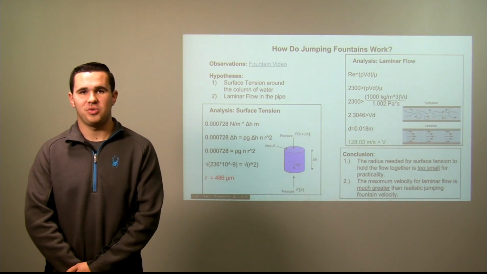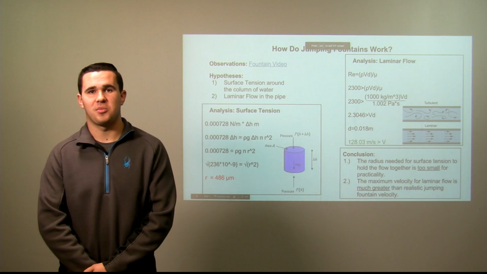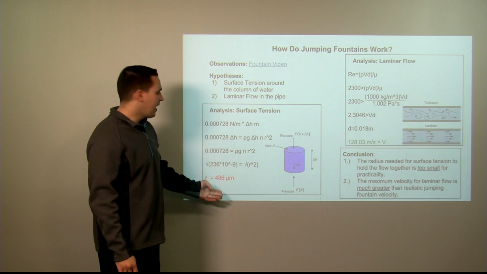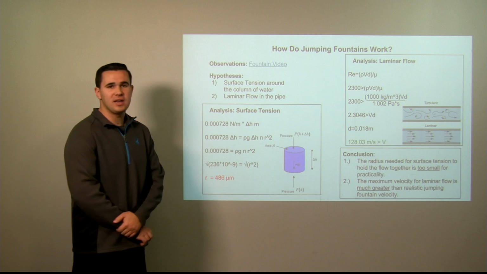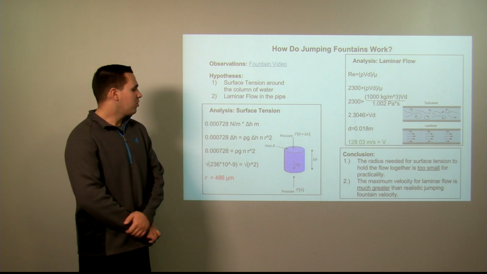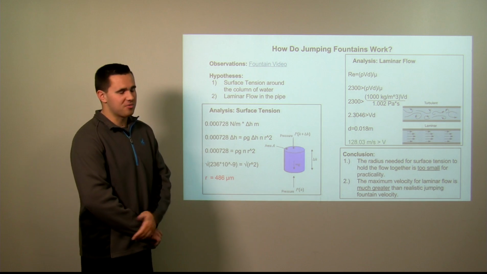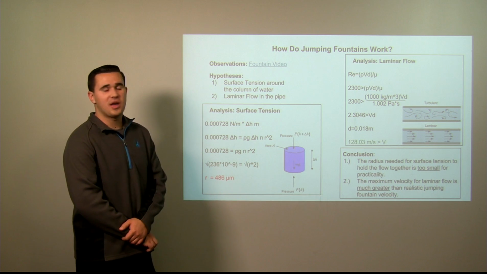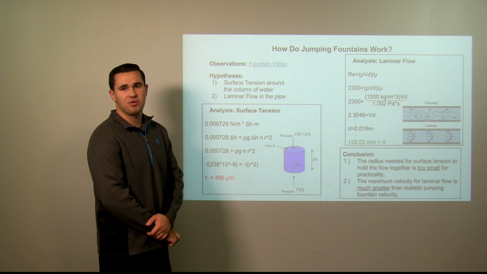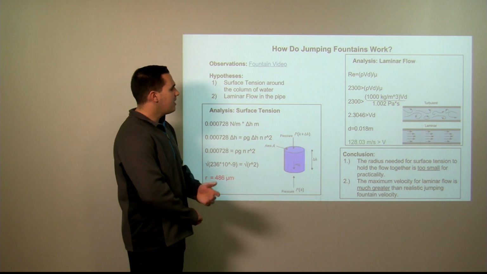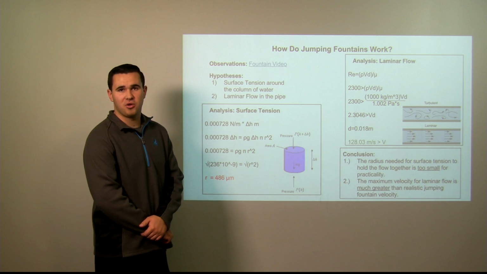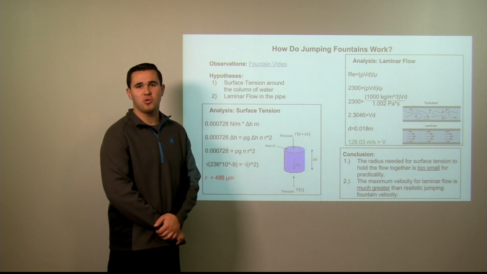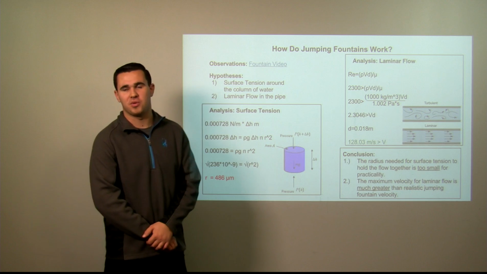Now, for our calculation, we used two variables, surface tension and laminar flow. For surface tension, we found that the radius of the column had to be less than 486 micrometers to hold the water together, which is pretty unrealistic. For laminar flow, we found that the velocity of the water coming out of the pipe had to be 128.03 meters per second. Any number greater than this would cause a turbulent flow, which would have water spewing all over the place. Anything less would hold the water together and keep it laminar, which is what we want.